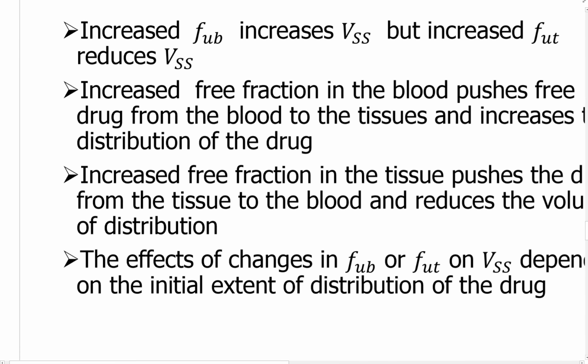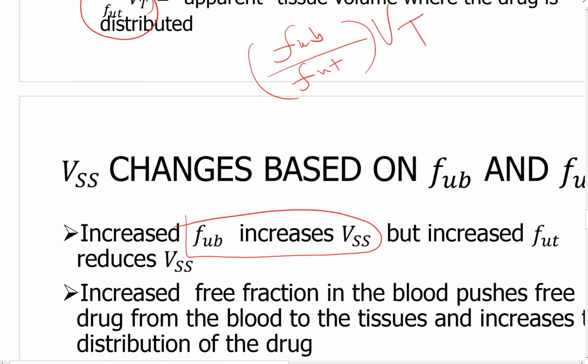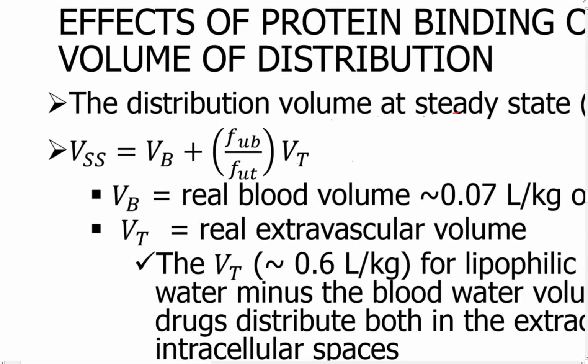Here we go. Increase FUB will increase VSS, but increase FUT will reduce VSS. Does it make sense? If you look into this equation here, if we increase this, what is going to happen? This is going to increase.